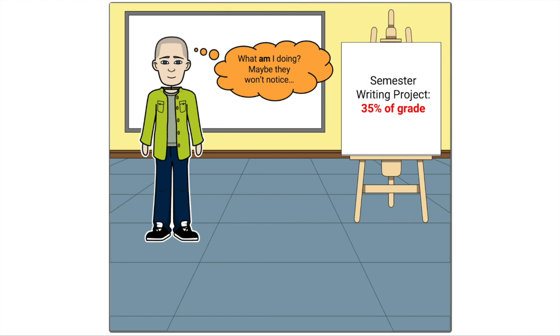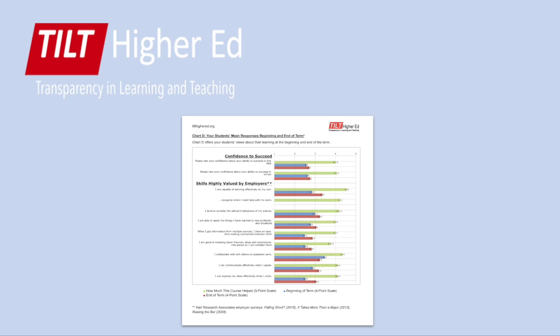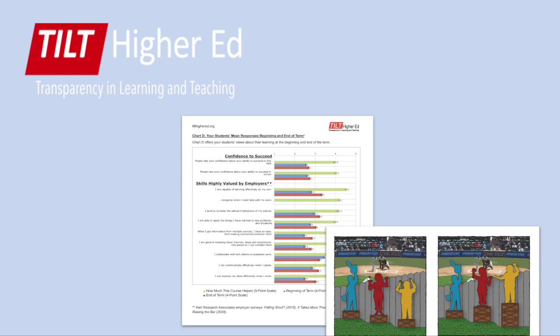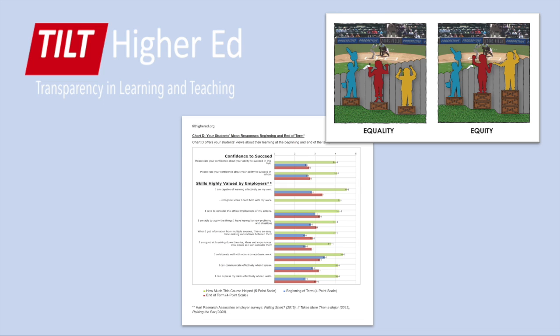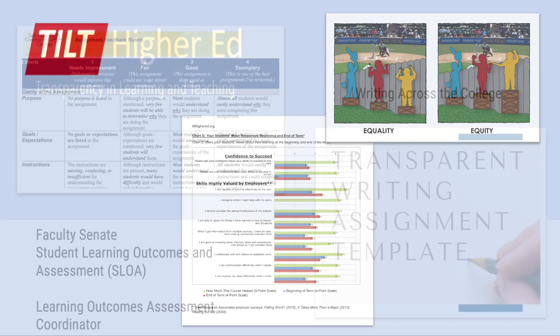Most of us have never been explicitly taught how to create assignments that will help our students succeed. So we most often replicate what we experienced when we were students. If we figured it out, our students should be able to as well. But that's not necessarily the case. Studies have shown that assignment content and design have an impact on student performance. In fact, the Transparency in Learning and Teaching Project has declared that transparency is fundamentally an issue of equity. Transparent assignments reduce achievement gaps for students from underrepresented backgrounds.